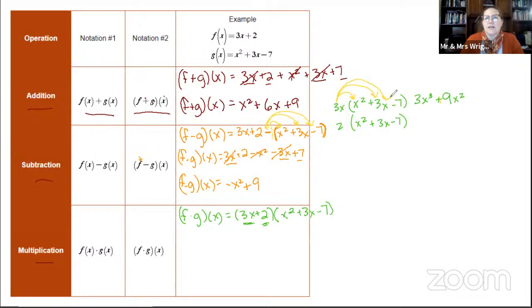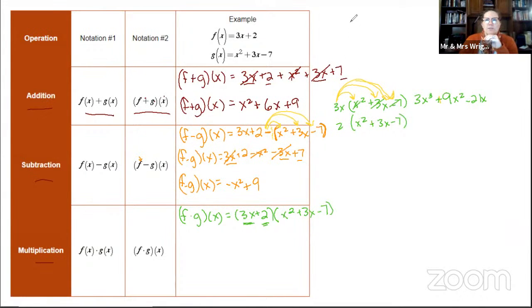3x times negative 7. 3 times negative 7 is negative 21, so negative 21x. So I multiplied that by all 3 terms. I made sure to pay attention to the signs, so I'm done.